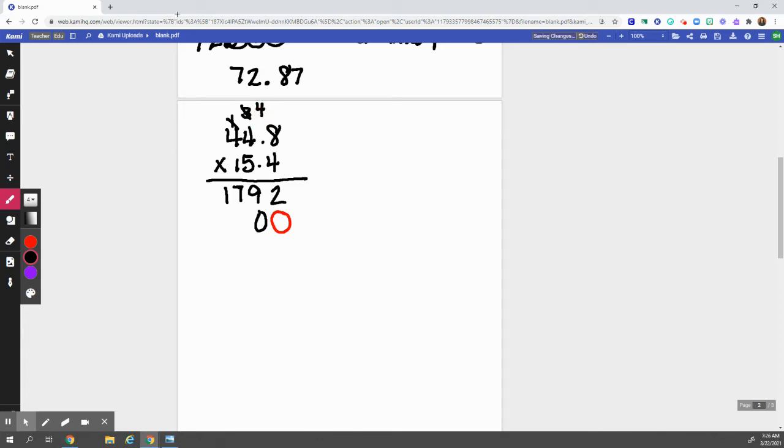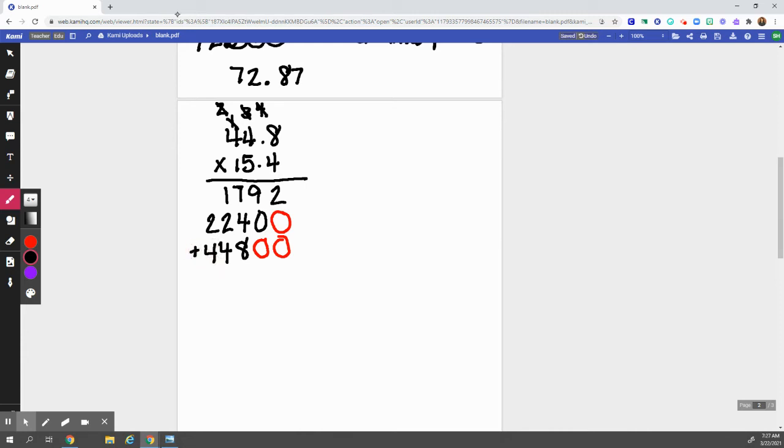5 times 4 is 20, plus 4 is 24. 5 times 4 is 20, plus 2 is 22. And this time, because we're going to the third number, we need 2 zeros for our placeholders. And then we can go ahead and multiply with the 1. 1 times 8 is 8. 1 times 4 is 4. And 1 times 4 is 4.